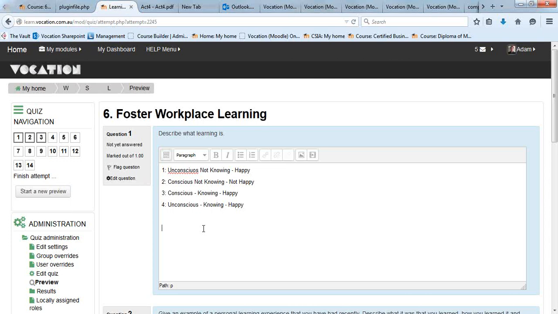So it's just important to be aware of that, A, for yourself, but also B, in context of this subject, we're talking about creating a learning environment for our employees and for the organisation. It's really important to understand how people react to learning and to change in general.